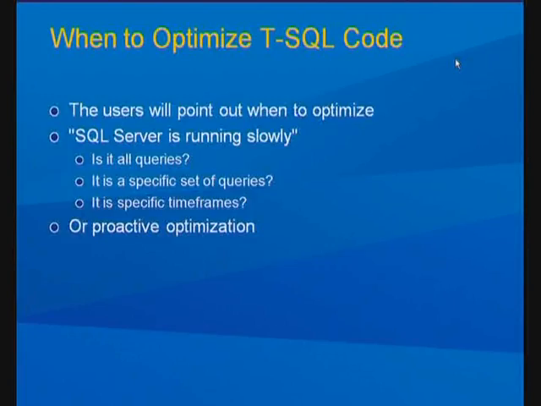Now, there are 2 ways that you might know to optimize Transact-SQL code. The first one is the one that I've always used. The users point out when to optimize. Somebody calls you on the phone and says the queries are running slowly. The first question you have to ask when they call is, which queries? Is it SQL Server in general? Is it all queries? Is it a specific set of queries? Is it the queries that run at month end or at noontime? Which queries is it? Tell me.